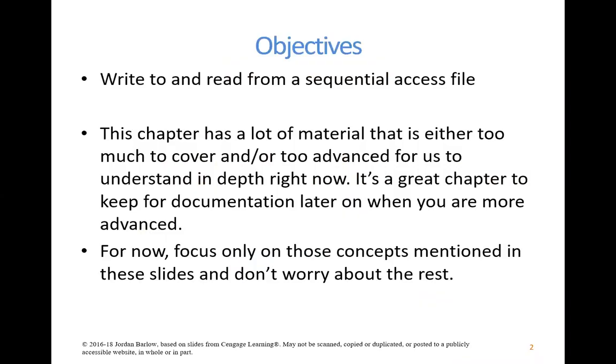So again, what we want to do in this module is write to and read from a sequential access file, meaning a file that saves things or opens things in the order that you specify. This chapter has a lot of material that is really good and really helpful, really useful stuff. Keep this chapter bookmarked for later coding that you might do after this class. We're not going to talk a lot about the advanced material in the class. So for now, if you're in my course, just focus only on those concepts that are mentioned in these slides. And for now, don't worry about the rest.